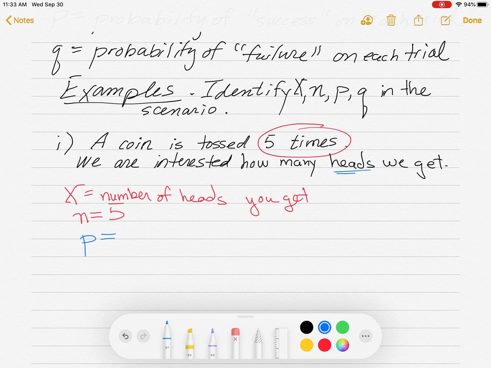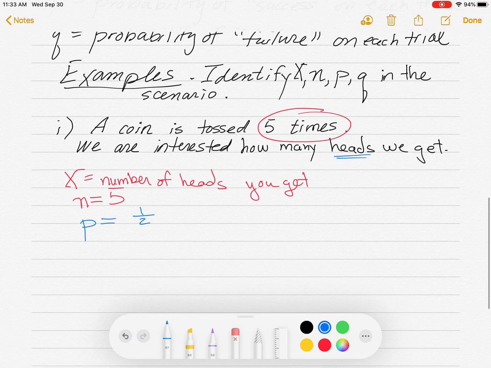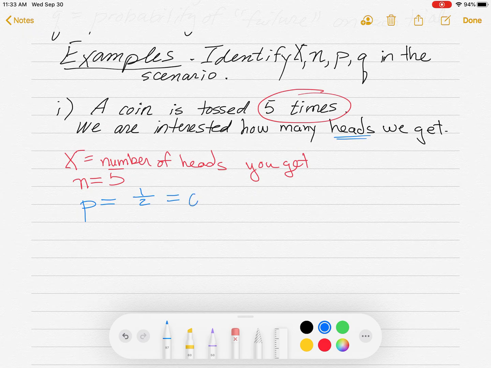P is the probability of success, right? You're interested in getting heads, right? So you have only one way to get heads, if it lands on heads, out of what? 2 possibilities, heads or tails. So 1 in 2 is your chance of getting heads. That's your probability of success on a single trial. Remember, this is on a single trial. So P is the probability of success on a single trial.